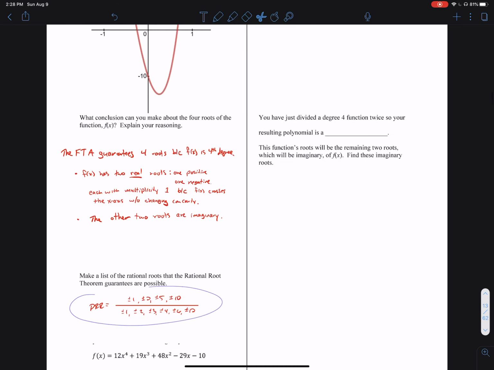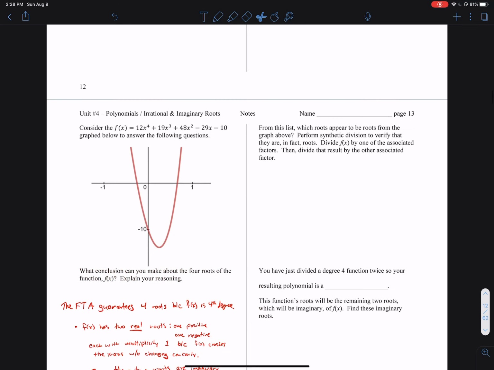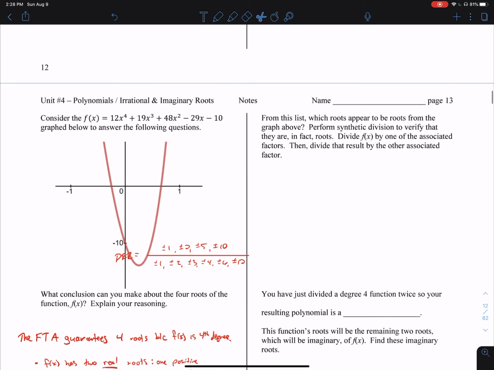From that list, we're supposed to make, let's read it. Which roots appear to be the roots from the graph? So here is one between 0 and negative 1. It looks closer to 0 than negative 1. So that could be maybe a negative third, maybe a negative fourth, maybe negative 1/6. I'm going to say it's negative 1/4 based upon how this graph looks. So a highly possible rational root, I'm going to say it's negative 1/4.